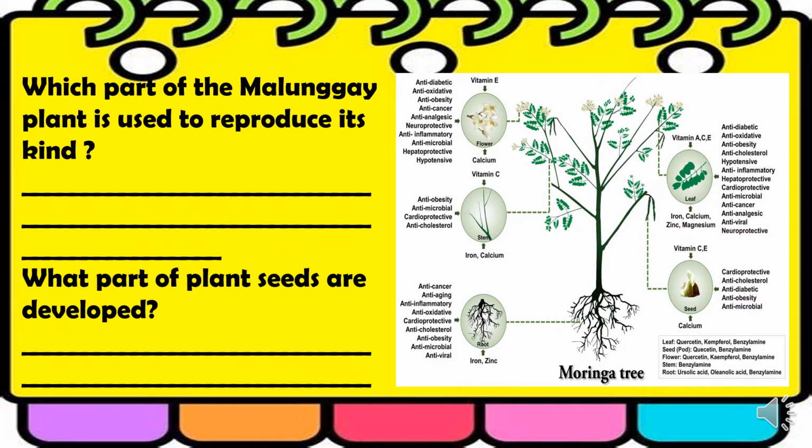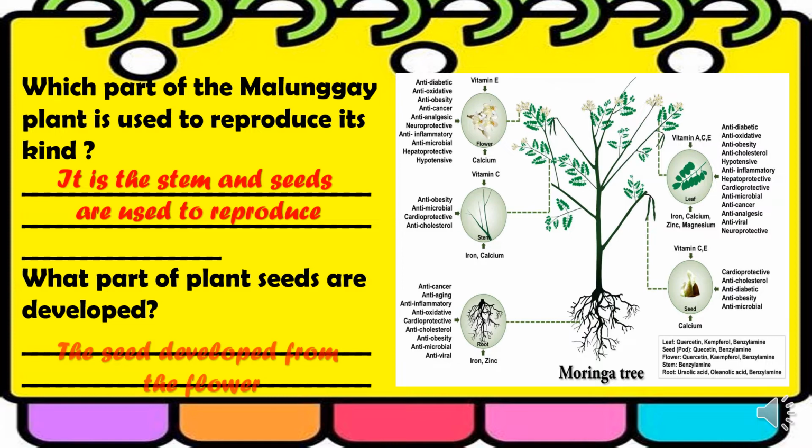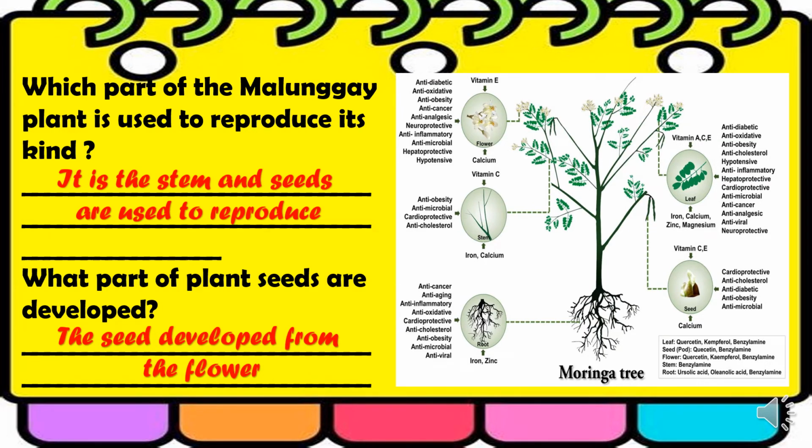Now, let us continue answering learning task 1 for the questions. Which part of the malunggay plant is used to reproduce its kind? And from what part of the plant are seeds developed? So here are the answers. For the first question, it is the stem and seeds that are used to reproduce. And the second question, the seed develops from the flower, and that is the answer.